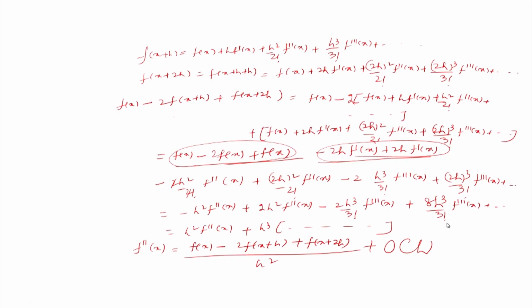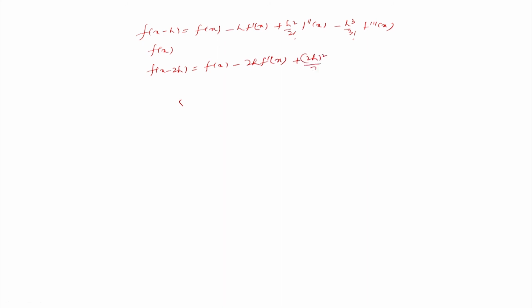if you do the same thing here, f(x minus h) you can write as f(x) minus h f dash of x plus h square by 2 factorial f double dash of x minus h cube by 3 factorial f triple dash of x, and f(x minus 2h) is f(x) minus 2h f dash of x plus 2h whole square by 2 factorial f double dash of x minus 2h whole cube by 3 factorial f triple dash of x plus all other terms.